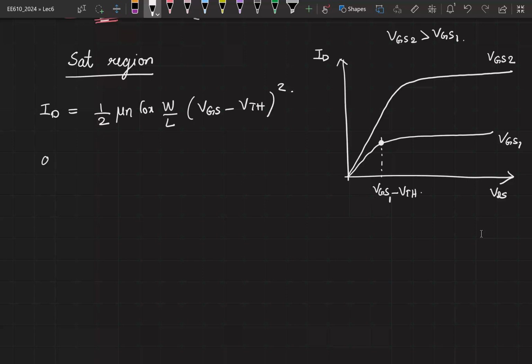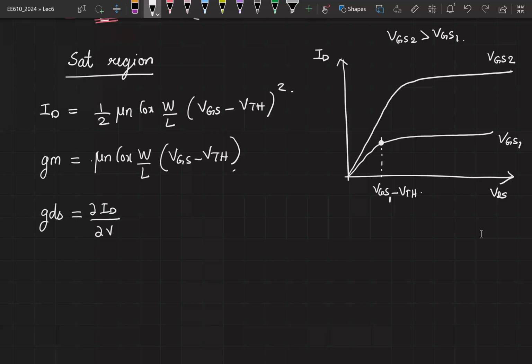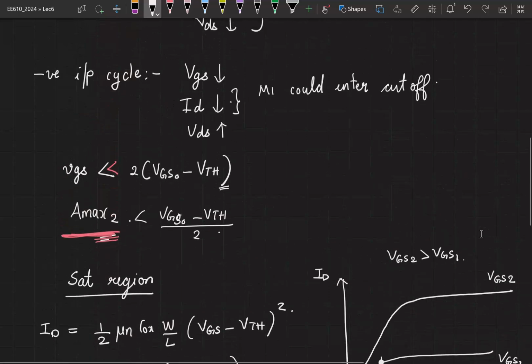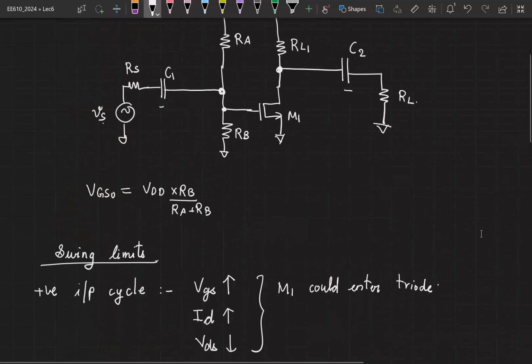And what did you get for gm value? This was equal to mu n COX W by L into VGS minus VTH. What was your gds? This was given by dou ID by dou VDS. This was equal to 0. And with all of this, when you calculated your gain, what did you get your gain to be?